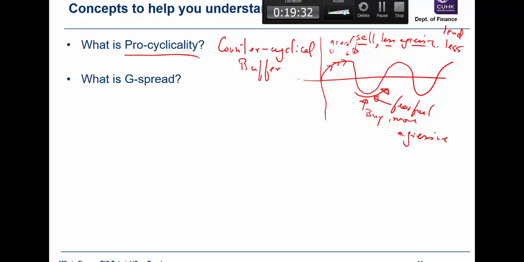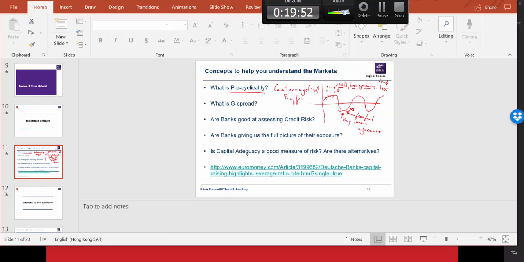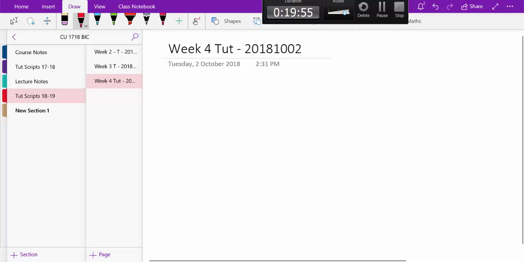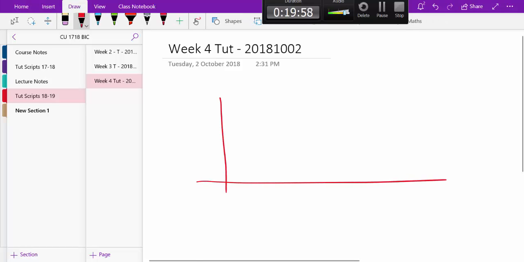I'll now switch back to my notebook. It's not just the US market, this happens a lot in other markets as well. But in the US market, the key points on the Treasury curve are 2, 5, 10, and 30. This is the tenor, and this is the yield.